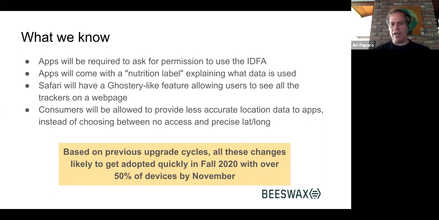Secondly, apps are now going to have a nutrition label explaining what data is being used, as well as what SDKs they include. It's not really clear if this is going to be used for any sort of enforcement or other activities, or if it's just for consumer awareness, but it's worth noting. Third, Safari is now going to include a Ghostery-like feature, for any of you who have used Ghostery, which will allow you to see all the trackers that are being fired in the browser. It's a little bit moot since Safari blocks the cookies in those trackers. So you'll see trackers, but it won't really tell you anything interesting.